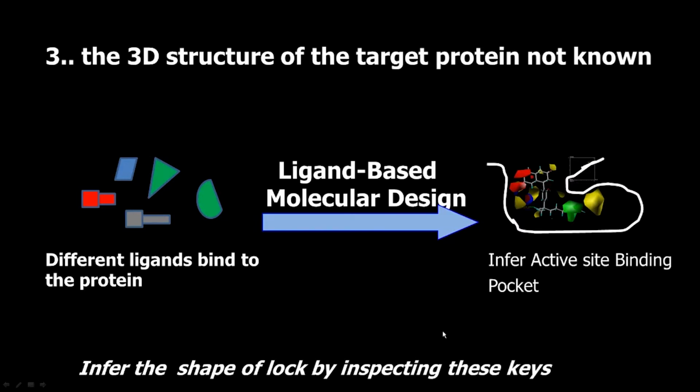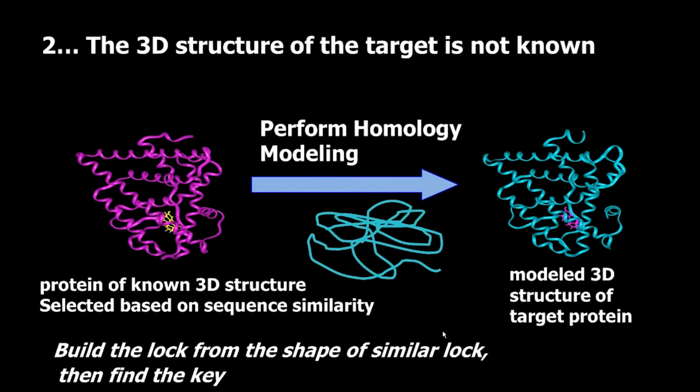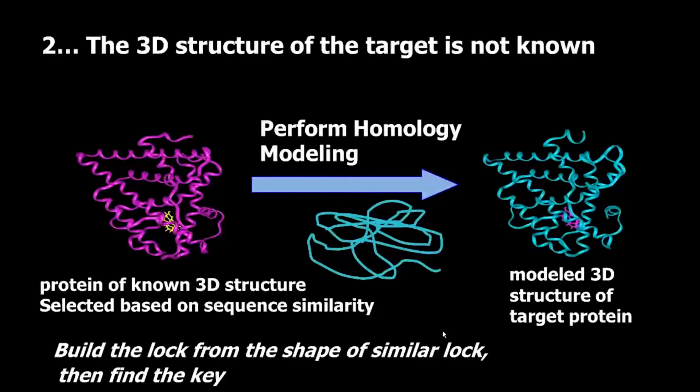So that could be another approach. So these are all different approaches one follows in target-based design. This approach is generally common. We may have the two-dimensional amino acid sequence of the protein of our interest, so we prepare the homology 3D structure of that based on sequence similarity.